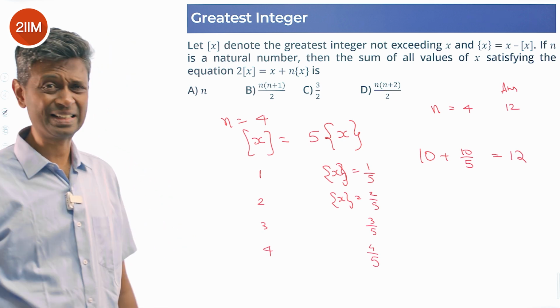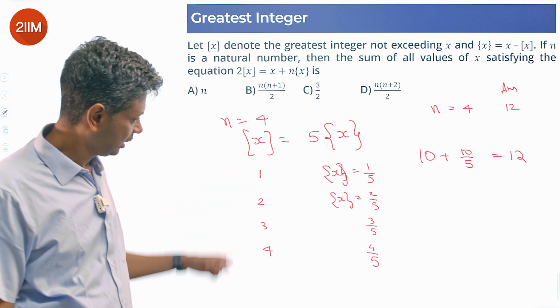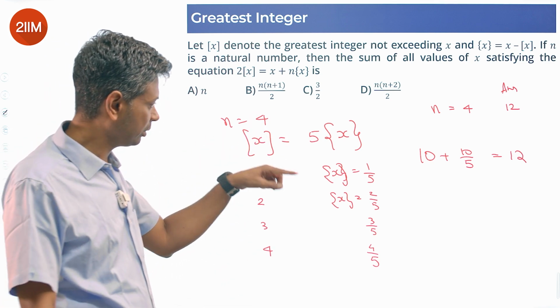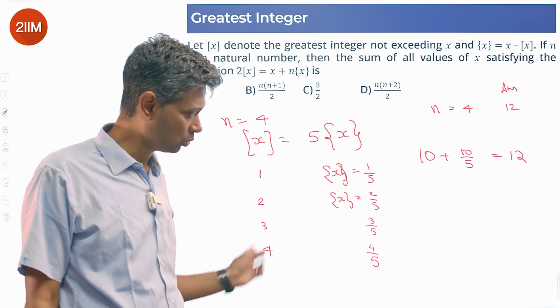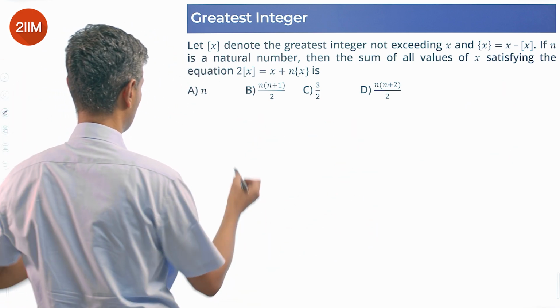Now we have to extrapolate this. When n becomes 5, this will become 6. I'll have 1, 2, 3, 4, 5. I'll have 1, 1 by 6, 2, 2 by 6, 3, 3 by 6, 4, 4 by 6, 5, 5 by 6. Now I'm going to solve it for n and not for numbers.